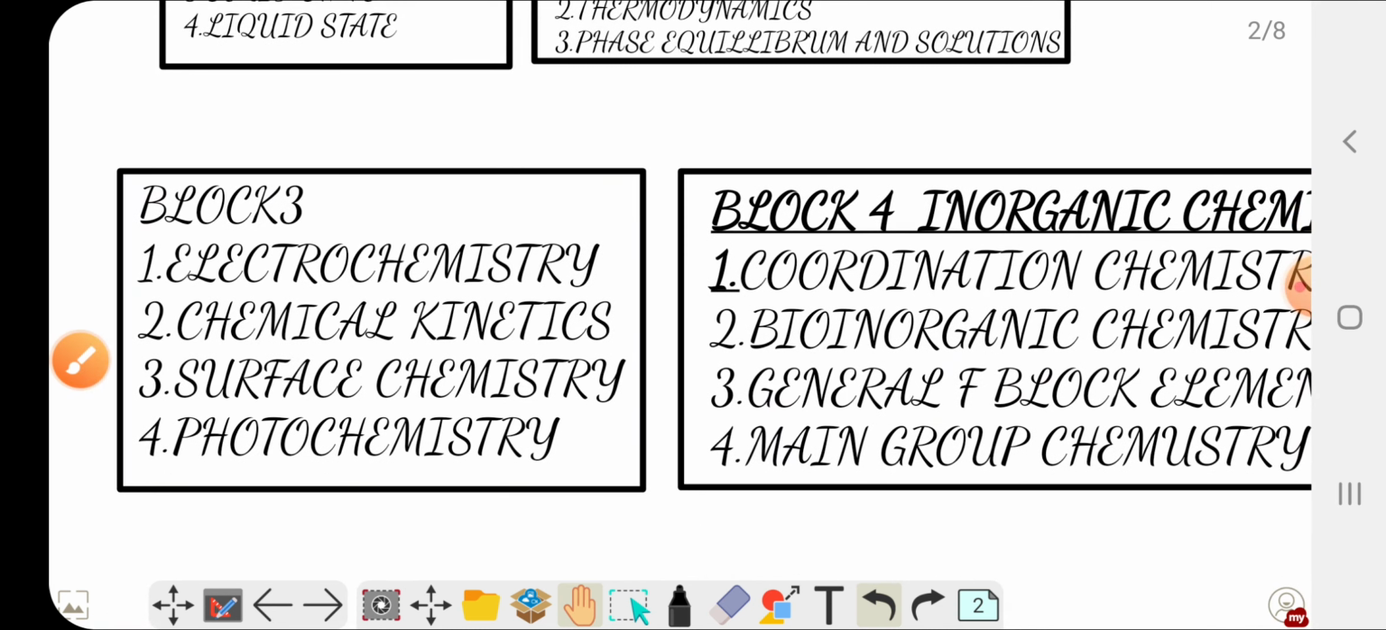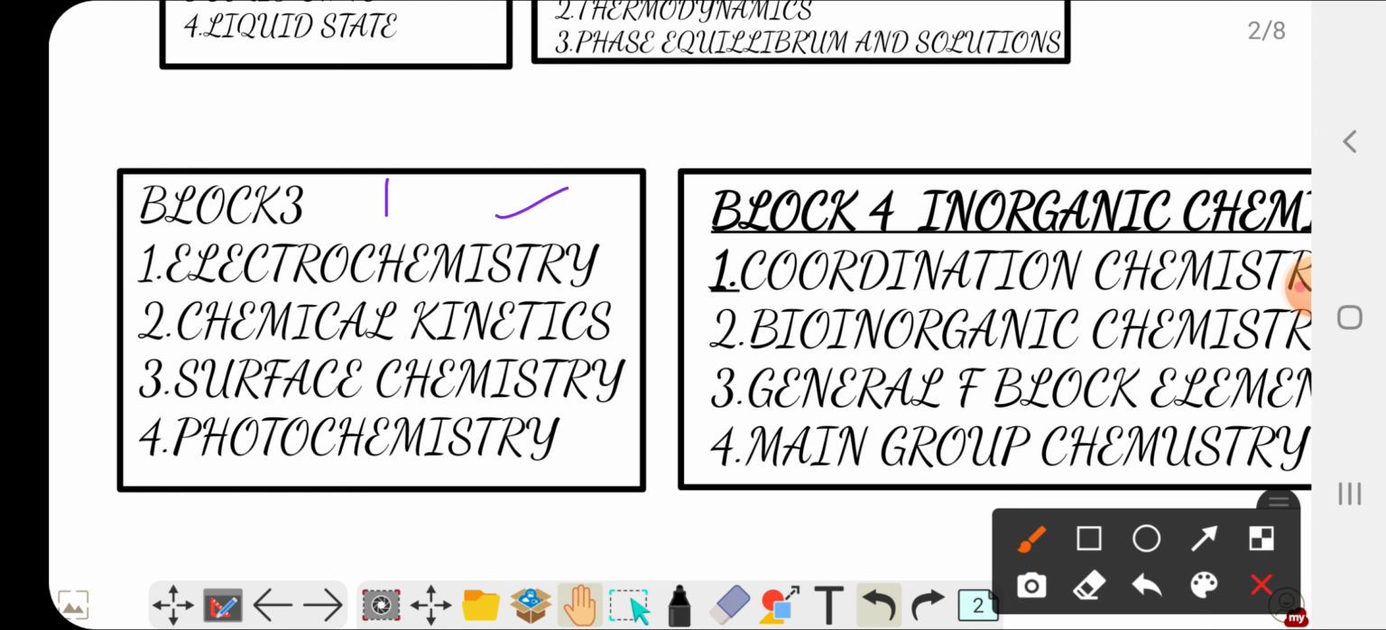Okay, now the third block is electrochemistry, chemical kinetics, surface chemistry and photochemistry. In block 3, electrochemistry also comes in the compulsory question as well as a numerical. These three or four chapters are very important, because every year numericals are asked from these four chapters.